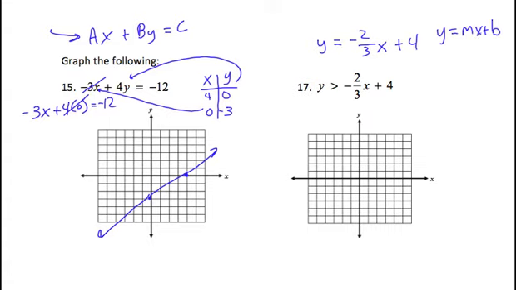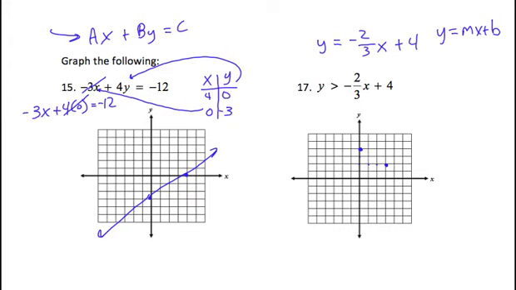So I know the y-intercept and I know the slope. So my y-intercept is 4. 1, 2, 3, 4. And I know I have the slope of negative 2/3, which means change in y is negative 2, change in x is 3. So I'd go down 2, 1, 2, and then to the right 3. 1, 2, 3. So those points are going to be the points on my line.